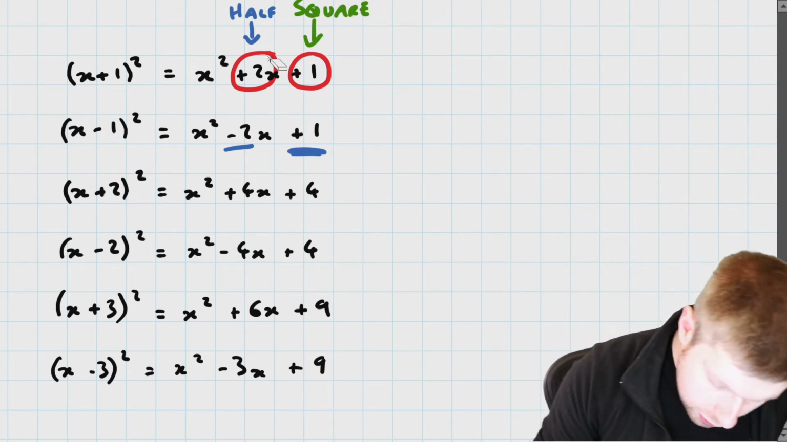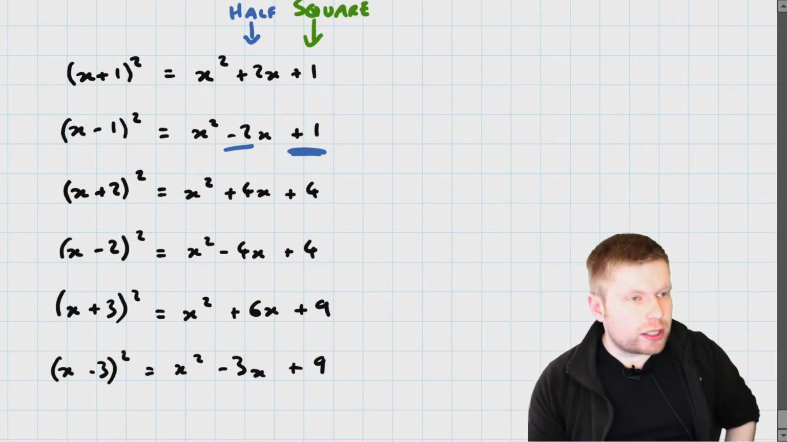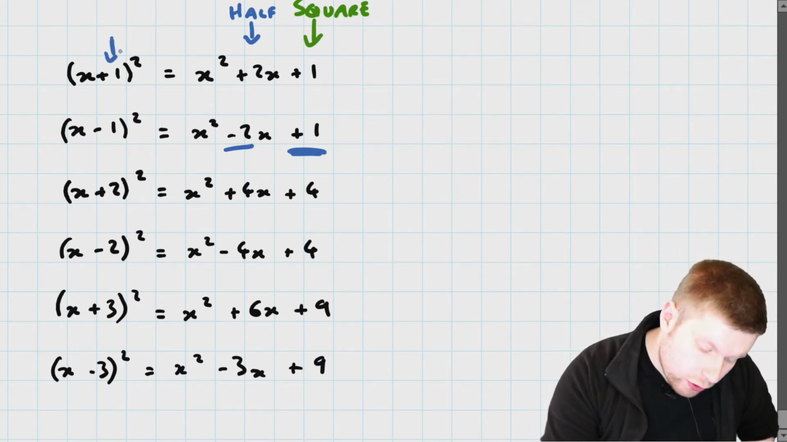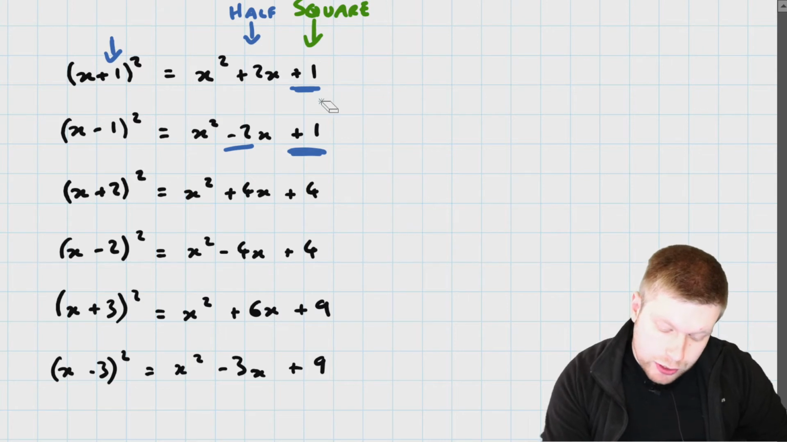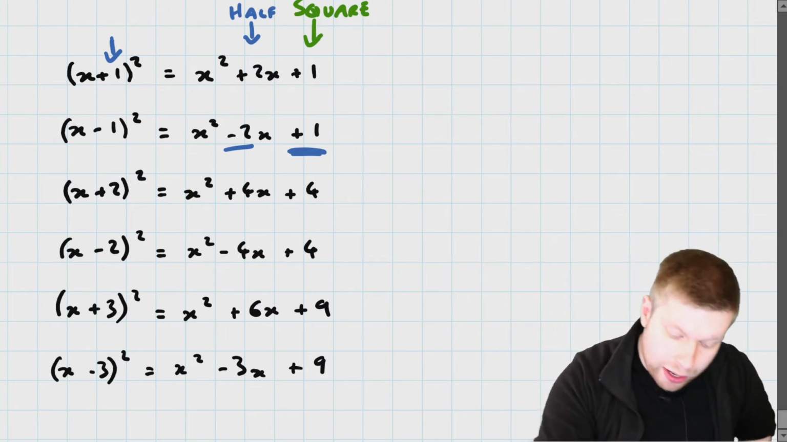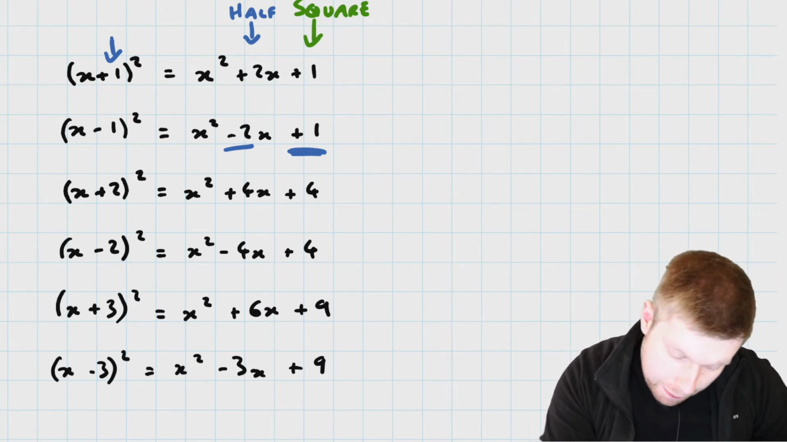The number that goes in front of the x, you need to halve it to find out what goes here. And then you need to square the number inside the brackets to find out what goes here. So just think, halve it, square it. Halve it, square it. Let's see that pattern continue.